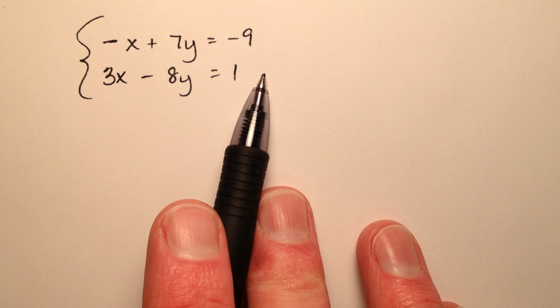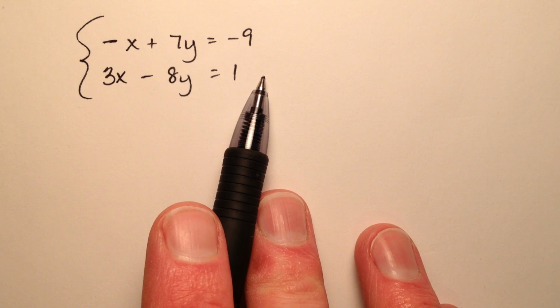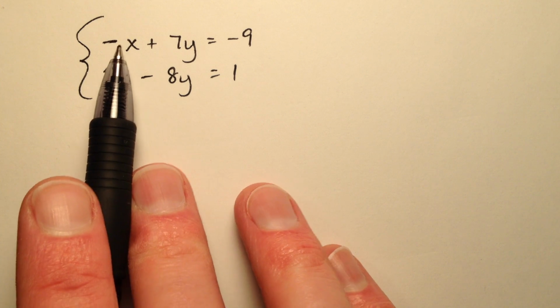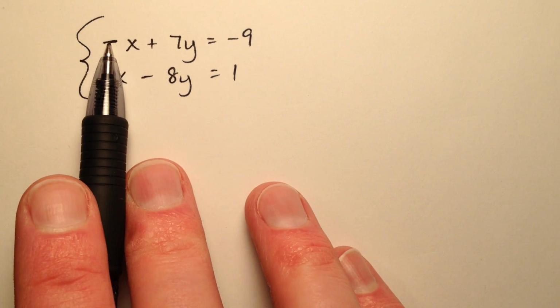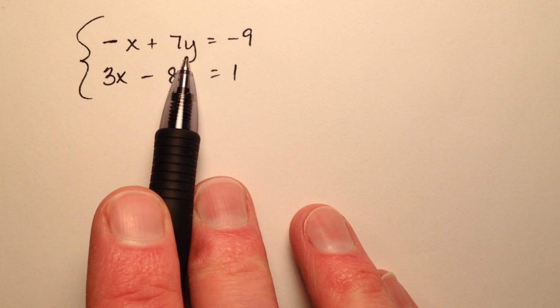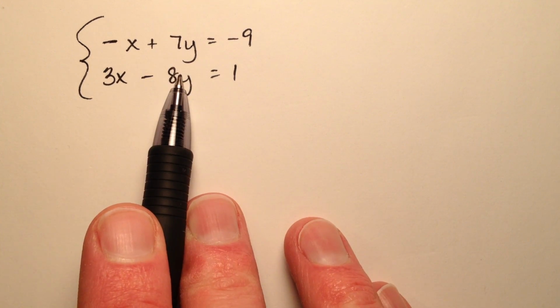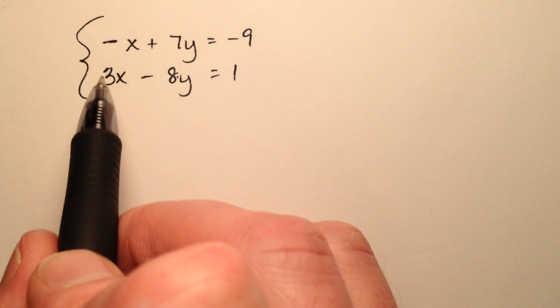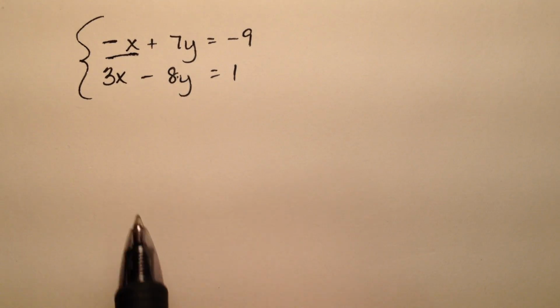So typically we're going to look for a variable whose coefficient is either 1 or -1, and that'll make it easy to isolate. So this x right here is a -1x, and the rest of them are 7, 3, and -8. So the 7, the 3, and the -8 are not good candidates. So I'm going to solve for x in this first equation.